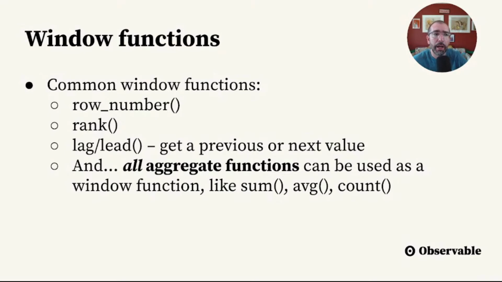Lag and lead. I'm not going to go through these too much today, but they're good ones to know. If you just want to get the previous record or the next record, lag and lead are really helpful for that. For example, imagine you've got a database of customer orders and you're looking at one order in particular. You just want to know what the previous order was. You can use lag and lead for that. So it's a pretty powerful one. And then again, all aggregate functions: sum, average, count, all of those are going to work with window functions.